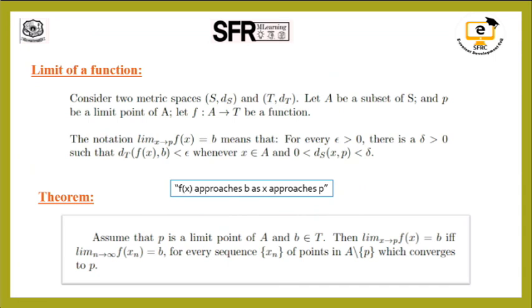In this theorem, suppose we have a point P which is a limit point of our set A, and we have the point b which is in the set T. Then to say limit as x tends to P of f of x equals b, we can equivalently say that the limit of f of xn converges to b. That is, if we have a sequence xn in A minus P that converges to the point P, then the image of the sequence, that is f of xn, has to converge to b. If this happens for every sequence, then we can say that f of x approaches b whenever x approaches P.